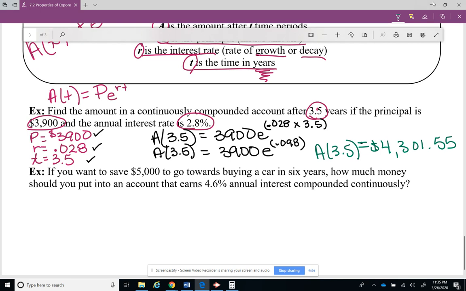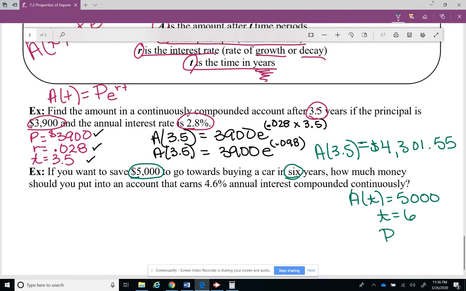All right, if you want to save $5,000, they're telling me how much I'm going to save. So right off the bat, they are telling me that A of T, they want to save $5,000 after a certain amount of time. You want to save $5,000 to go towards buying a car in 6 years. Okay, we even know the time. The time is going to be 6. How much money should you put into your account?